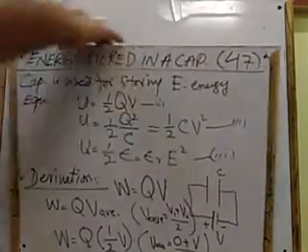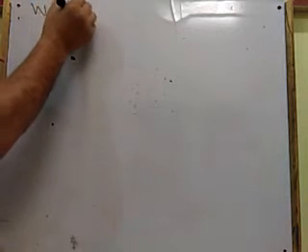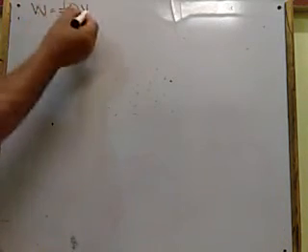Now, further, we can use that total work done is equal to 1 over 2 Q into V. This is one form of the equation of the energy. This is the total work done on the charges by charging of the capacitor.